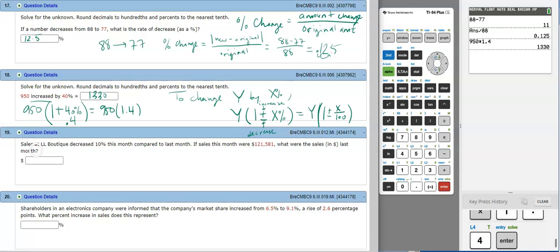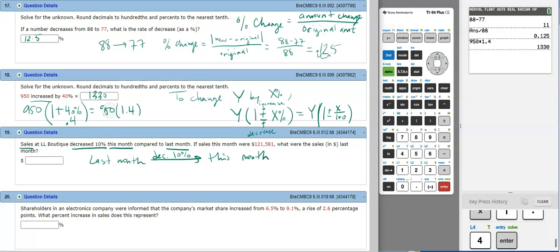Why don't we use it to our advantage here, where it says sales at the LL Boutique decreased by 10% this month compared to last month. So the last month's sales decreased by 10%, and that gives us the sales now. It says the sales this month were this amount, so what were the sales last month? Well, let's think again about what it was talking about. The sales decreased by 10% this month compared to last month. So from last month, we should have basically a decrease by 10% to get this month.